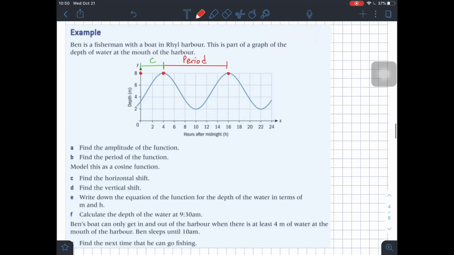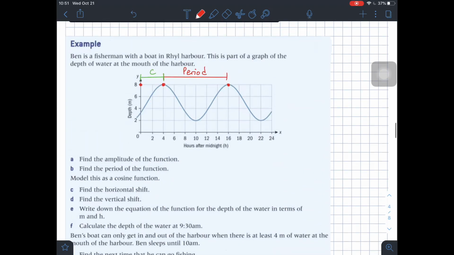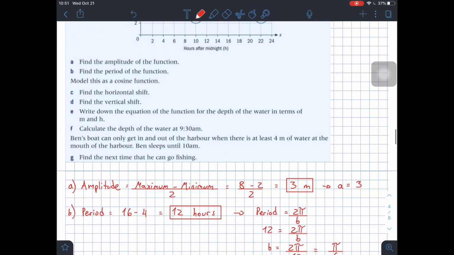And finally, we're asked for the vertical shift. In order to find the vertical shift, we need to identify where our axis is, right? We could visually state that it is 5, but if you want to find the exact value in case you're not sure, it's basically finding the midpoint between the maximum and the minimum value. In order to find the midpoint, we would have to add both values and then divide by 2, right? In order to get the average or midpoint, okay?